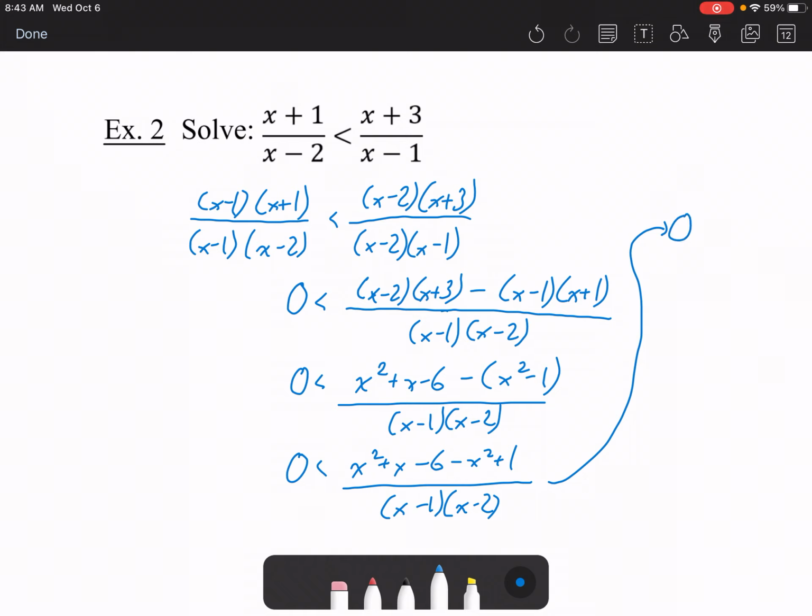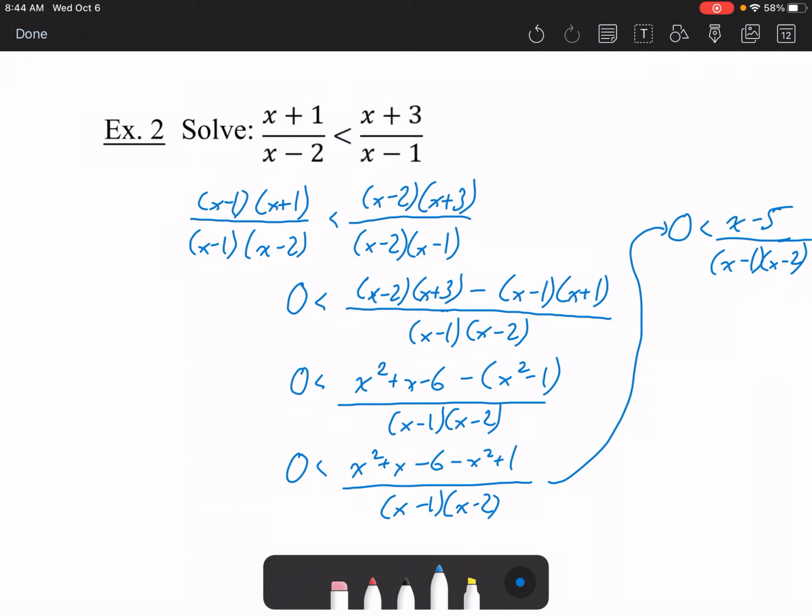Okay, so what I have here is 0 is less than x minus 5 over x minus 1 times x minus 2. So here we have an expression that we're interested in solving. We're trying to find when this fraction, x minus 5 over x minus 1 times x minus 2, is greater than 0, or when is it positive.